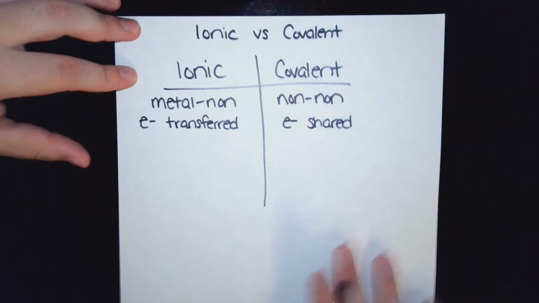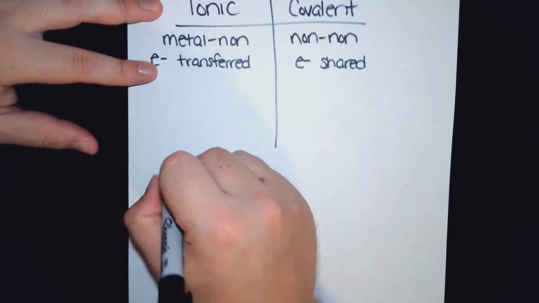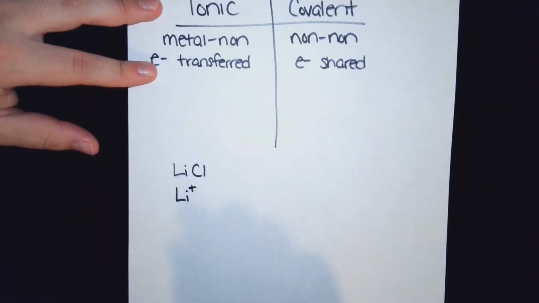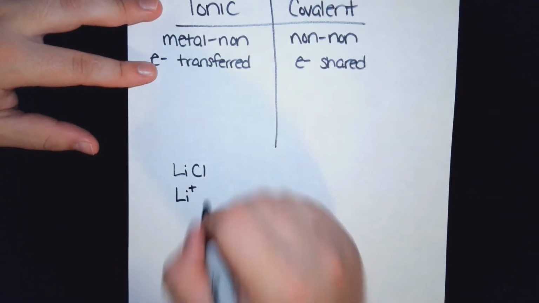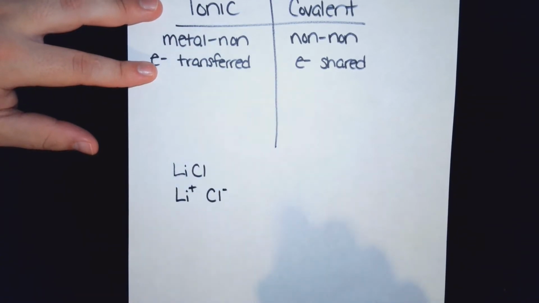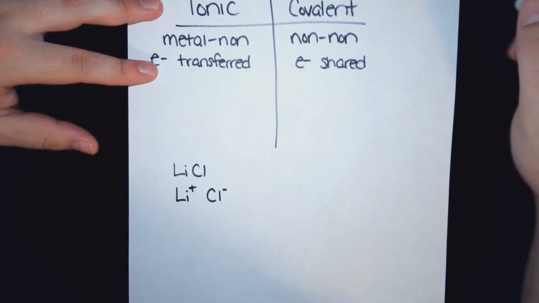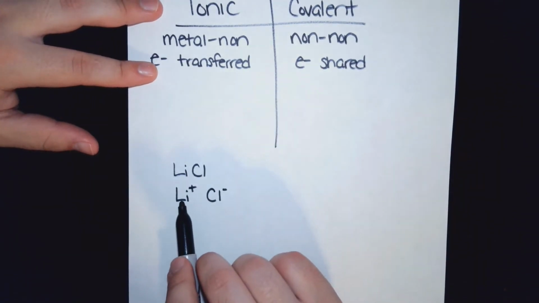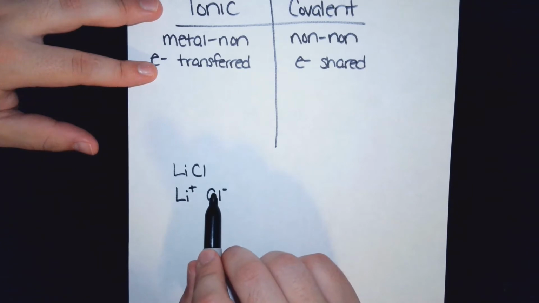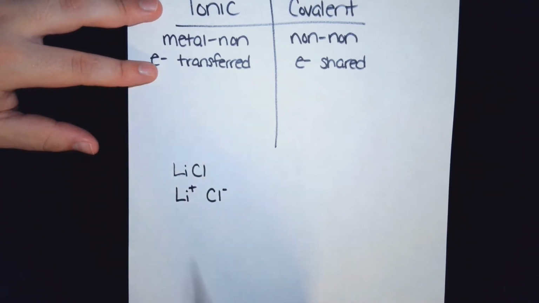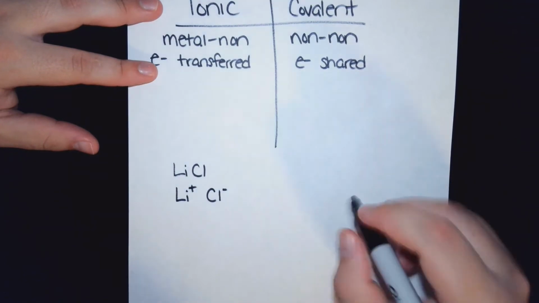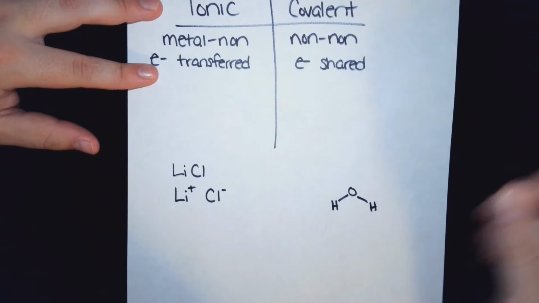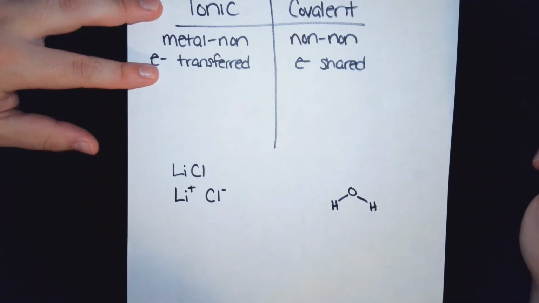Well, I used the example previously of lithium chloride, LiCl. And I said that lithium forms a positive ion by losing an electron, and it gives that electron to chlorine to form a negative ion. So we describe that as lithium transferring its electron to chlorine. Whereas in a covalent molecule, let's say water for instance, water is one oxygen bonded to two hydrogens.